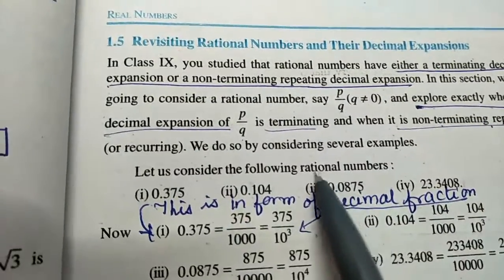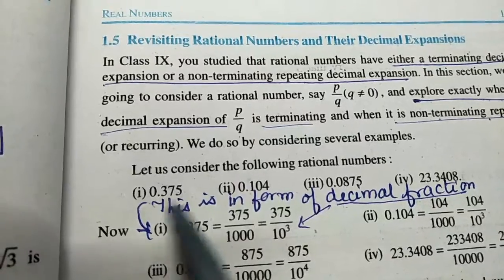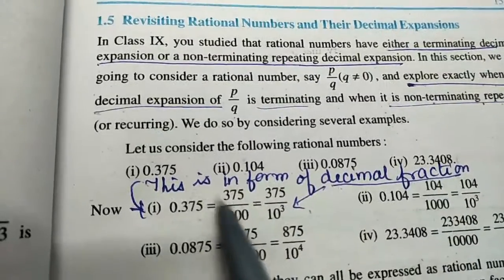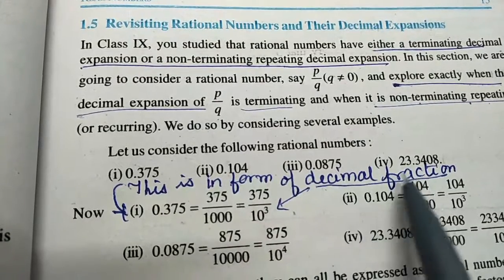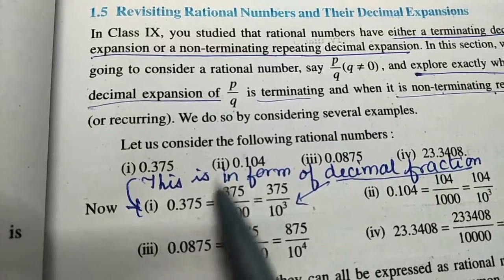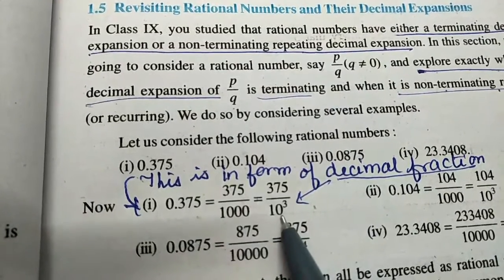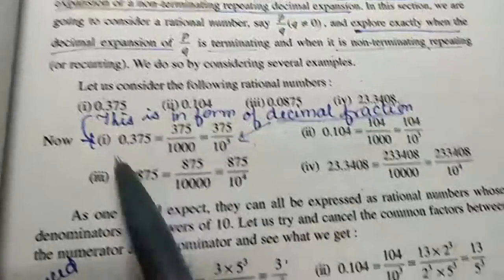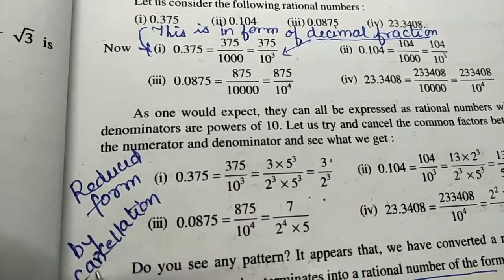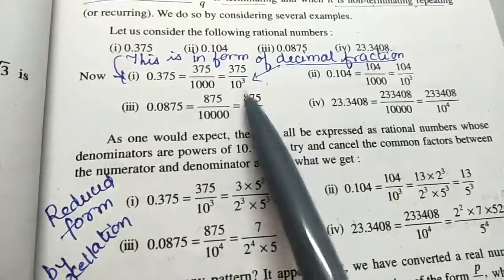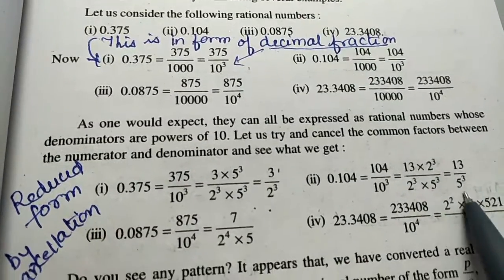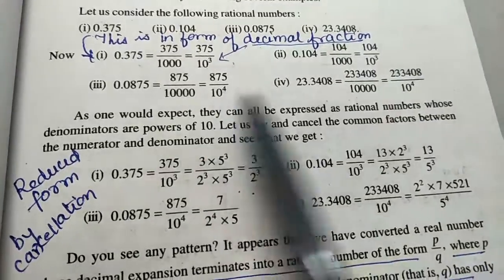So first let us see the rational numbers. Suppose these numbers are given to you in the form of decimal numbers, so convert them into decimal fractions. For converting them you have to make a fraction form, and then the power form. Now after you convert this, you convert them into the reduced form by cancellation.